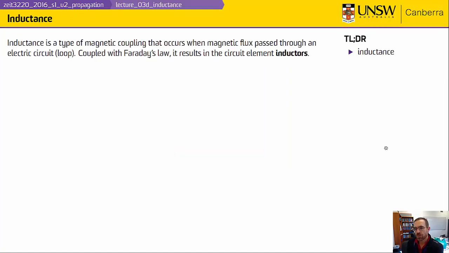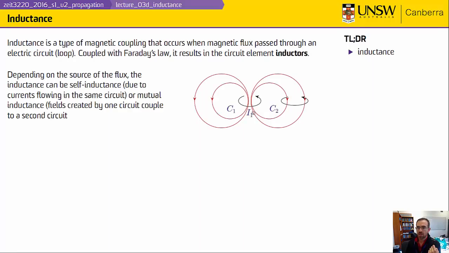An inductor is basically an element that stores magnetic energy. It stores energy in the magnetic field. And it's a type of magnetic coupling that occurs when you have a current, and that current creates a magnetic field. And that magnetic field then penetrates either the same loop or a different loop. So in this particular case, I have 2 loops. I have a loop of wire here that's carrying current I. I have another loop over here that's got no current in it, say.